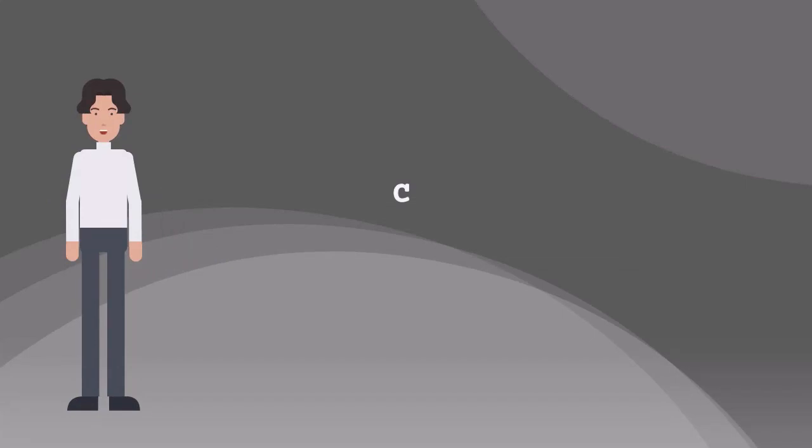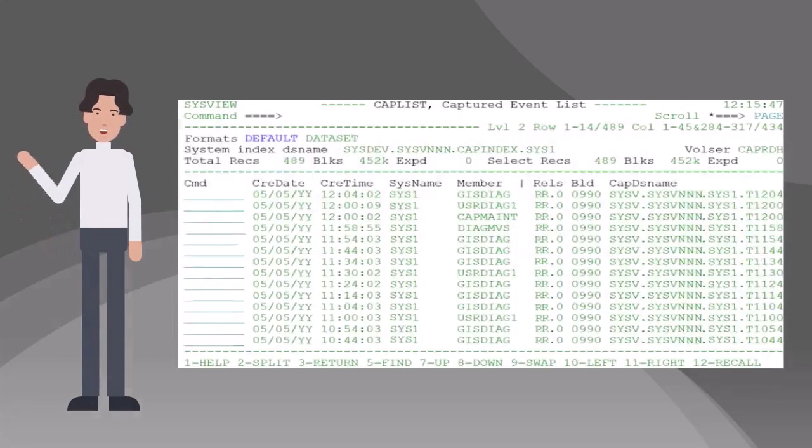Issue the cap list command to view the list of captures that has been run on your system. If you do not see your capture, press F3 to leave the panel, wait several minutes for the capture to complete, and then reissue the cap list command.